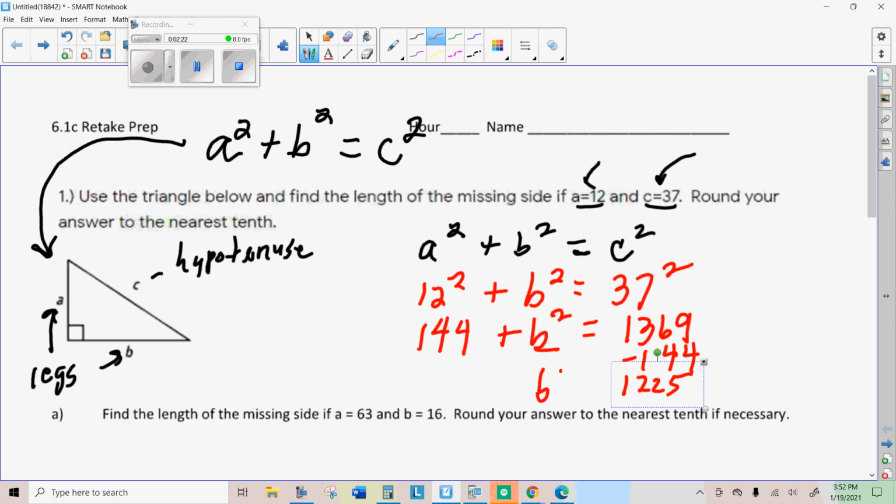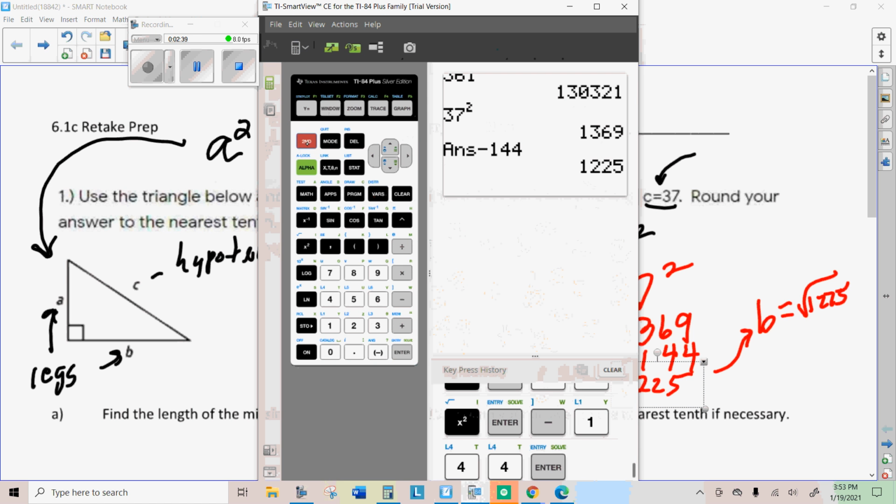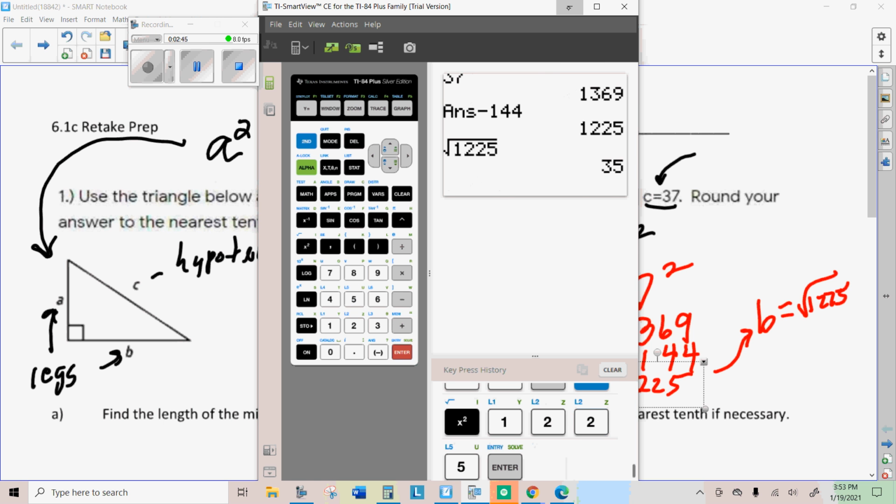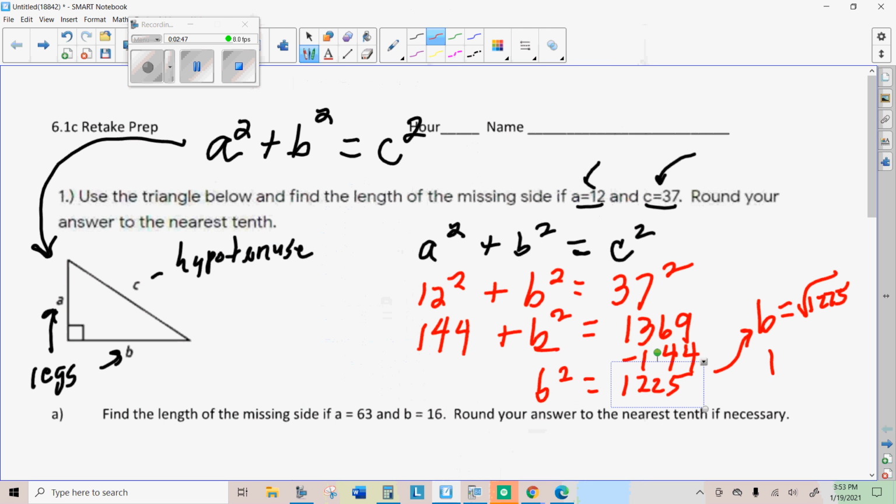And that's b squared. Now I got to do one more step. I have to undo that squared, which the way we do that is we do the square root. So b will equal the square root of 1,225. So on my calculator, I'm going to do the square root, and that equals 35. All right, why don't you go try a couple of those?